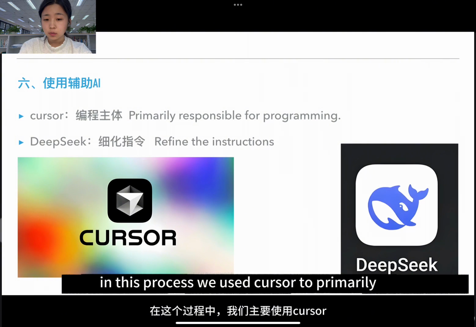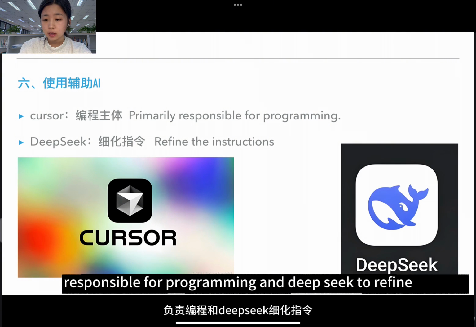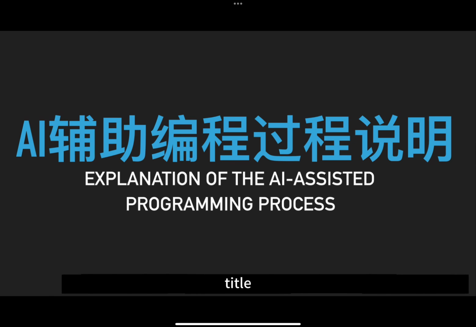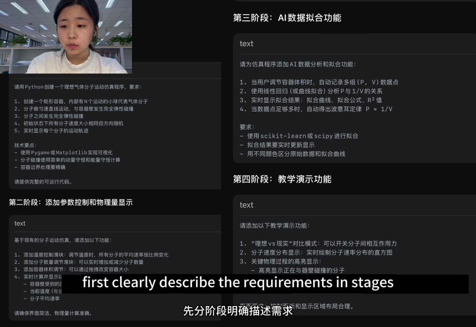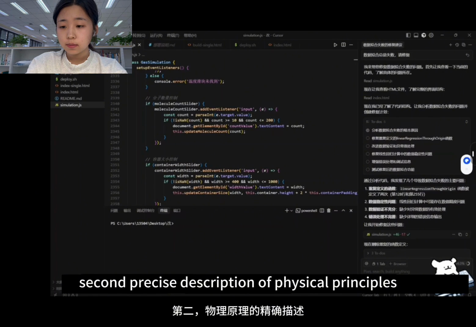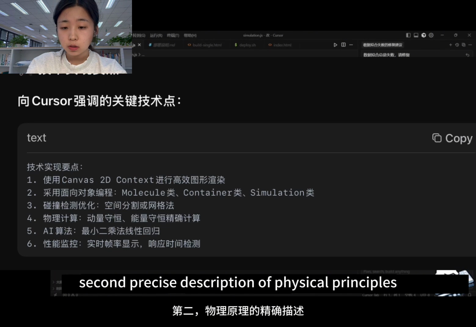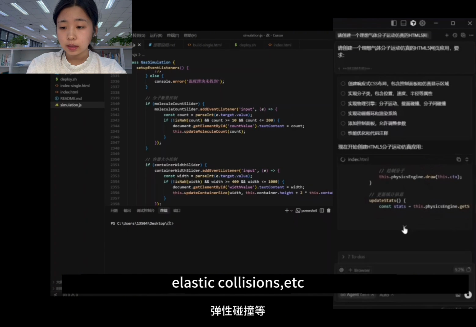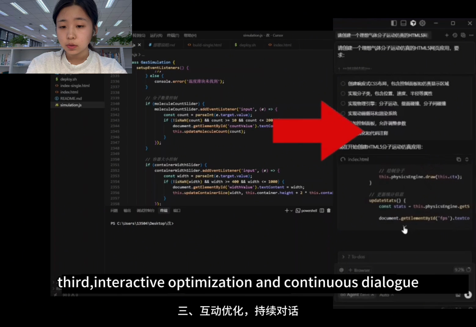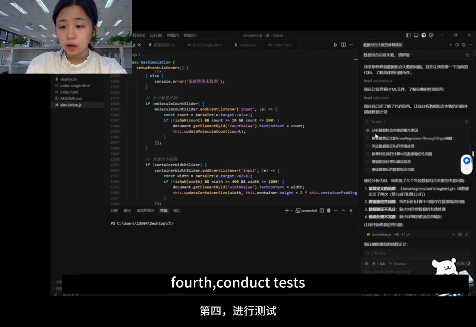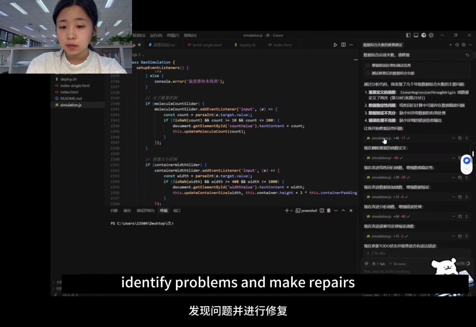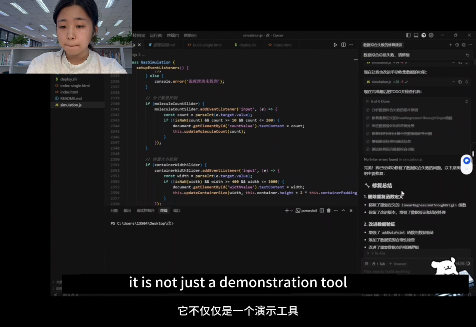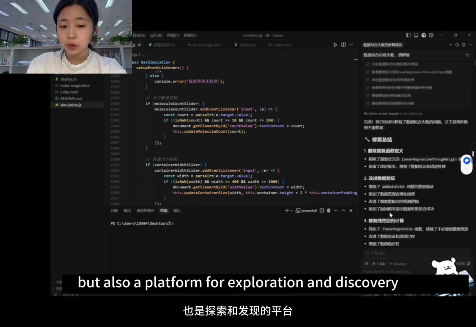In this process, we use Cursor primarily responsible for programming and DeepSeek to refine the instructions. Tips. First, clearly describe the requirements in stages. Second, precise description of physical principles, including conservation of momentum, elastic collision, etc. Third, interactive optimization and continuous dialogue. Fourth, conduct tests, identify problems and find repairs. It is not just a demonstration tool, but also a platform for exploration and discovery.